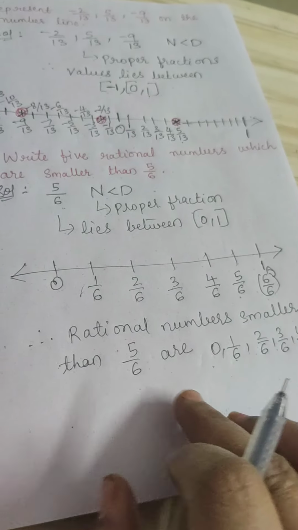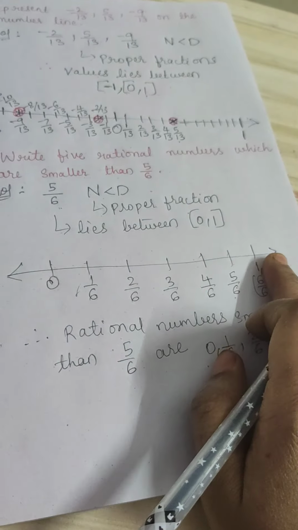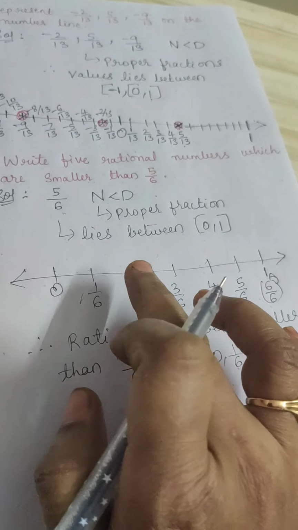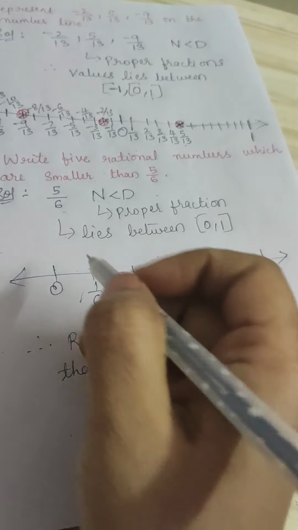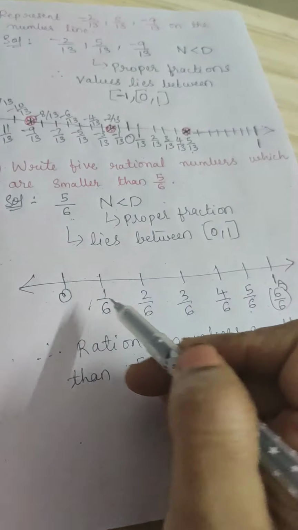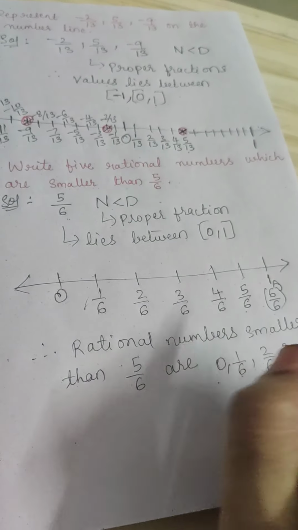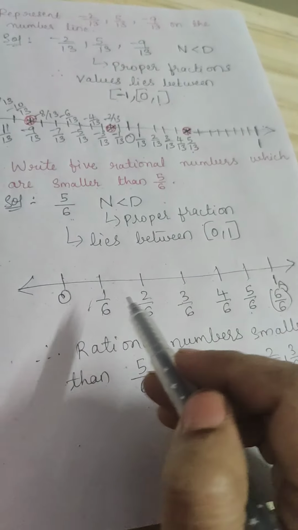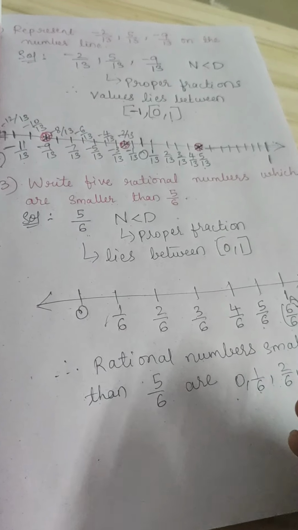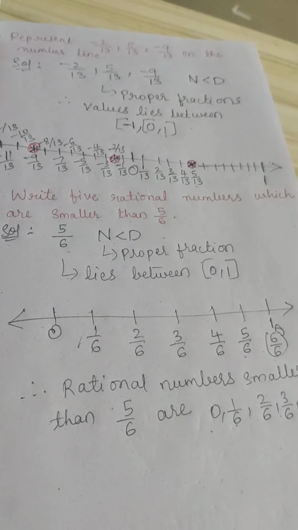This is the way how we denote the numbers on the number line and how we should divide them into how many parts. The denominator is 6, so divide into 6 parts and do the number line. Okay. Next we will move on to the question number 4 children.